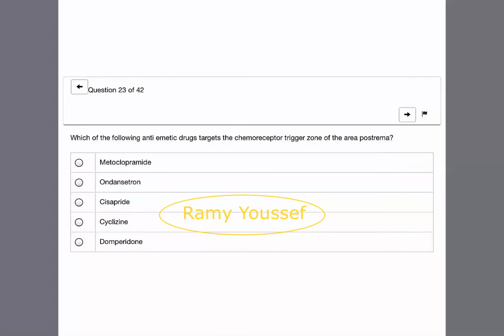Which of the following antiemetic drugs targets the chemoreceptor trigger zone in the area postrema, in the hypothalamus? I think metoclopramide. No, I don't know really.